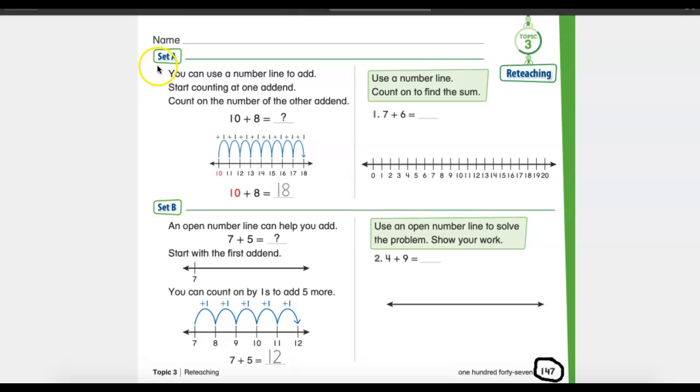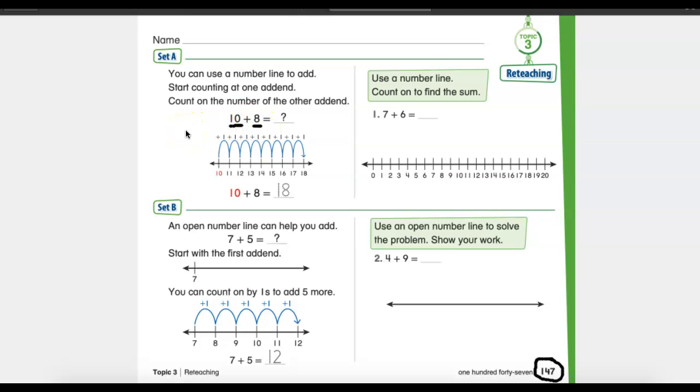Now, if we look at where it says set A, it has an example of how to solve for number 1. So let's look at our example first. It says you can use a number line to add. Start counting at one addend. Count on the number of the other addend. So just for a review, an addend is the number that makes up our equation. So 10 and 8 are our 2 addends.